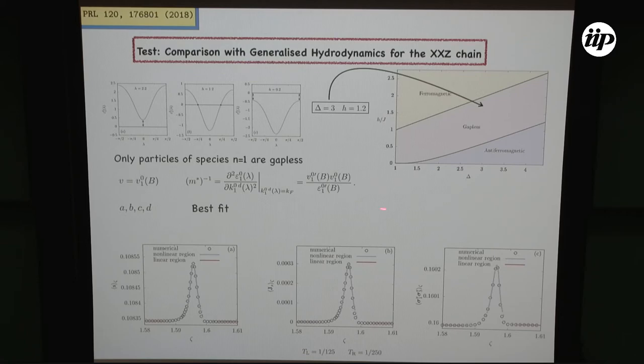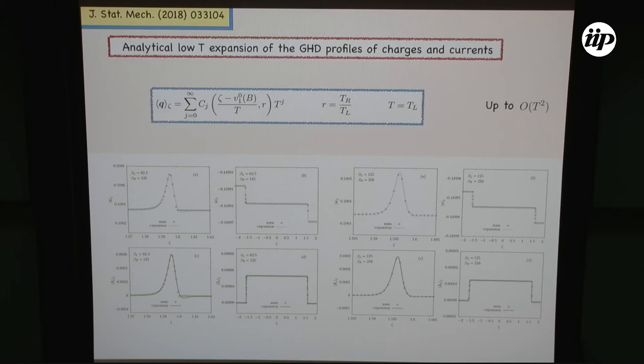I'm sorry, I didn't specify that, of course, I'm considering the gapless region of XXZ. And in the gapless region, only the quasi-particles of the first species become gapless. All the others are gapped, and they don't matter for the dynamics. But you can confirm this result because for XXZ, you can do an analytical low-temperature expansion of the hydrodynamic profiles I was showing you before. You can take the solution of that continuity equation for the root density, and you can compute it in this low temperature expansion.